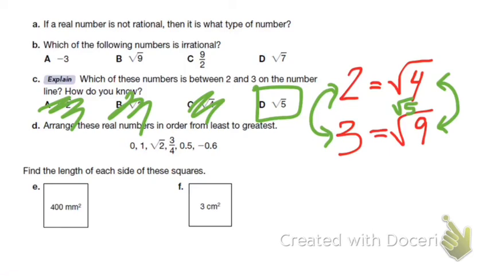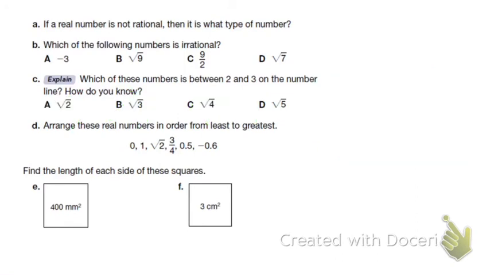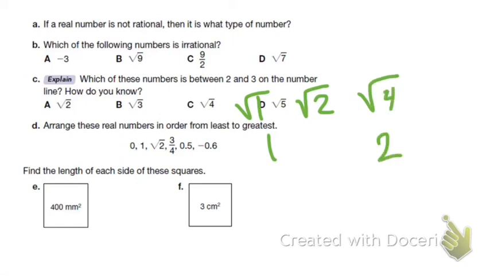It says arrange these numbers in order from least to greatest. Okay, first we need to figure out which two numbers the square root of 2 is going to be in between. So again, you want to compare that to perfect squares. So we know that the square root of 1 is 1. We know the square root of 4 is 2. So since this is in the middle, that means that the square root of 2 has to be in between 1 and 2.